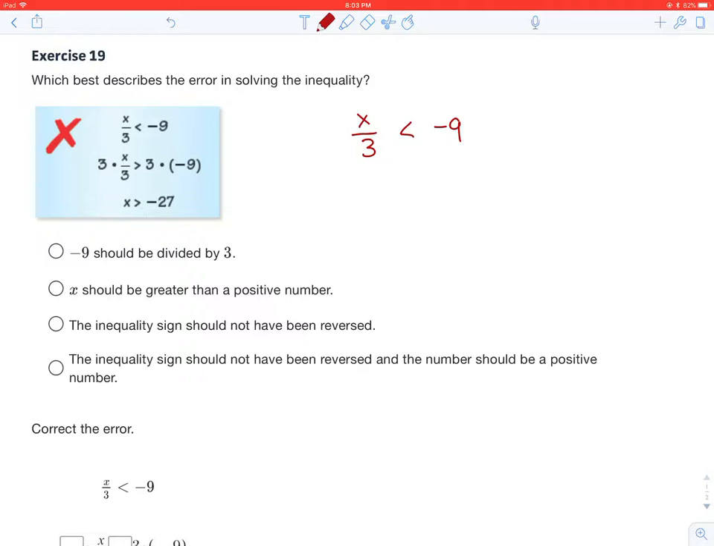So I've got x divided by 3 is less than negative 9. Now I've got the 3 attached to the x. I want to turn that 3 into a 1. And so since that 3 is on the bottom, I'm going to need to multiply by 3 in order to get a 3 on the top. Well, multiplying by 3 over 1 is simply just multiplying by 3, which, as you can see, is something they did as well. They multiplied both sides by 3.